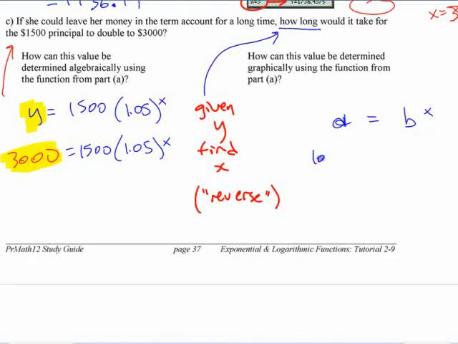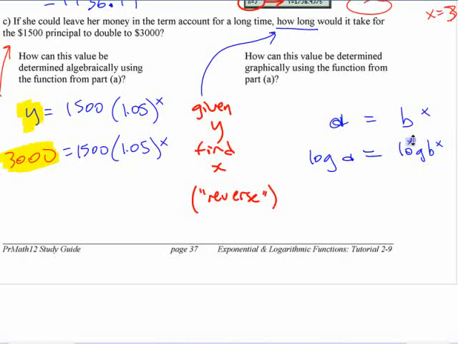If you take the log of both sides, log a equals log b to the x, you can move this right to the front here. You can make it bigger.